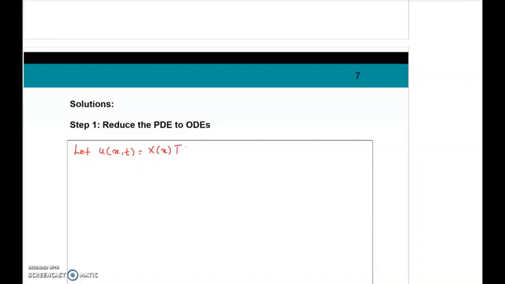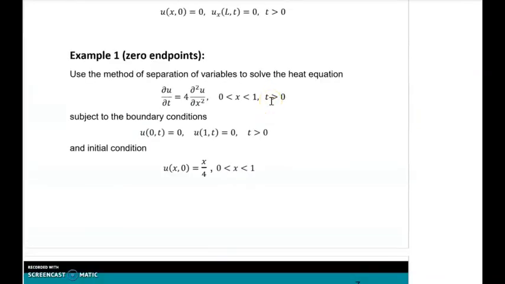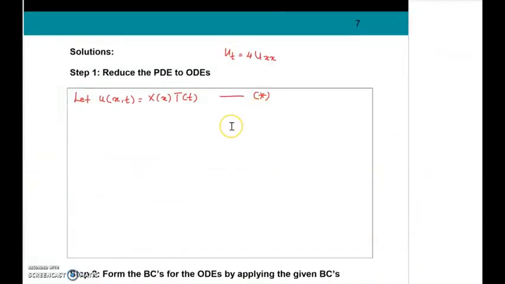X is the function of small x and T is the function of time. I'm going to denote this one as the asterisk equation; later we'll refer to this equation a few times. The heat equation that is given to us just now is u_t equals 4 u_xx. Let us confirm this one.